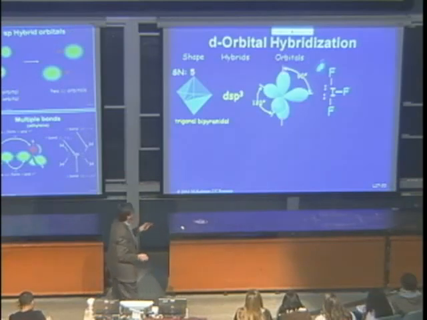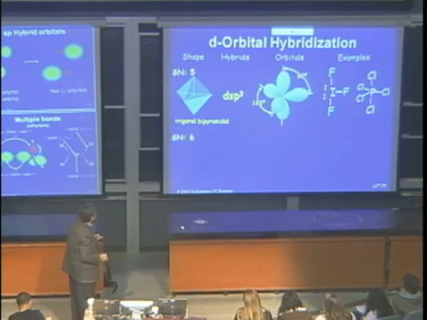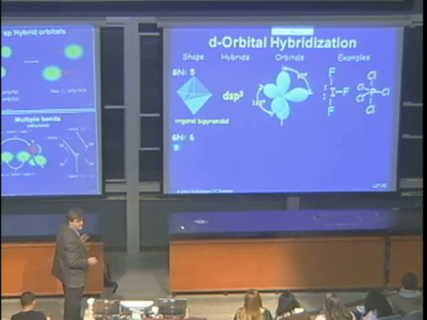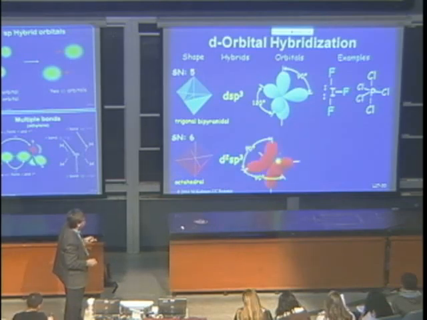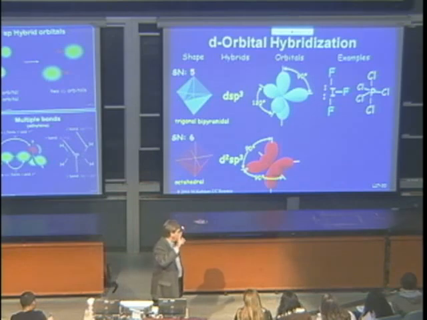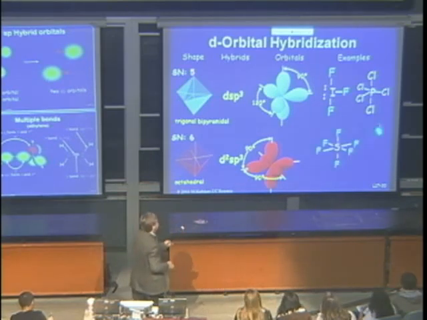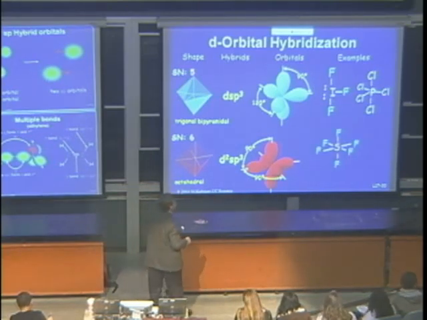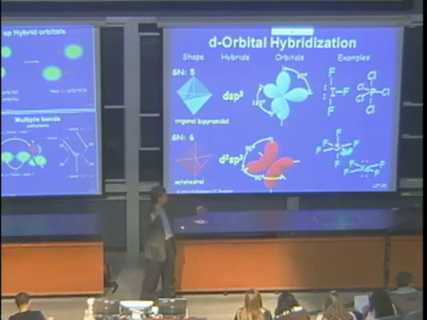And now we come to number 6. That would be the iodine trifluoride, for example. Number 6 is octahedral, what do you have? d2sp3. How many unhybridized d orbitals do you have left? 3, okay? And this would be, for example, sulfur hexafluoride, or xenon tetrafluoride.